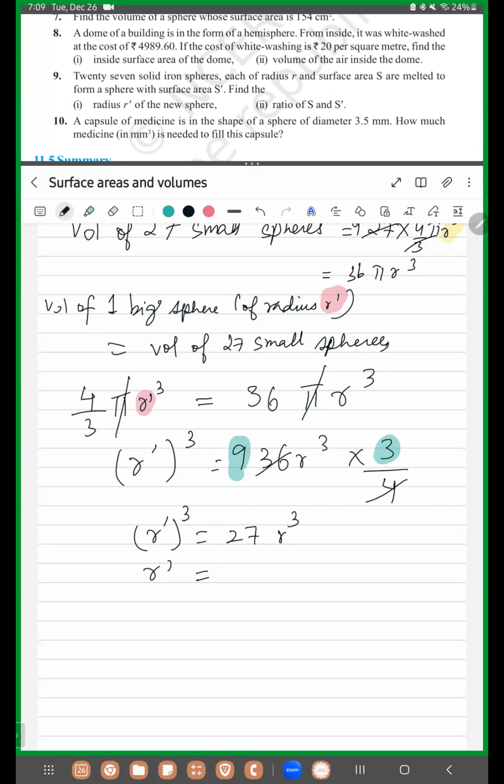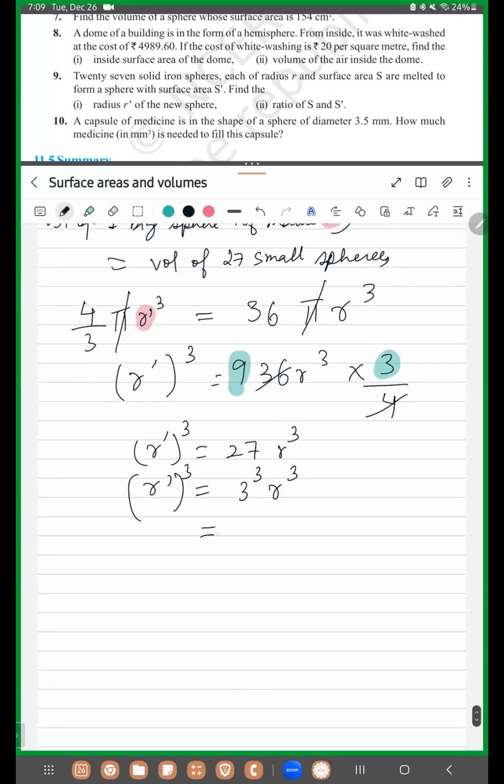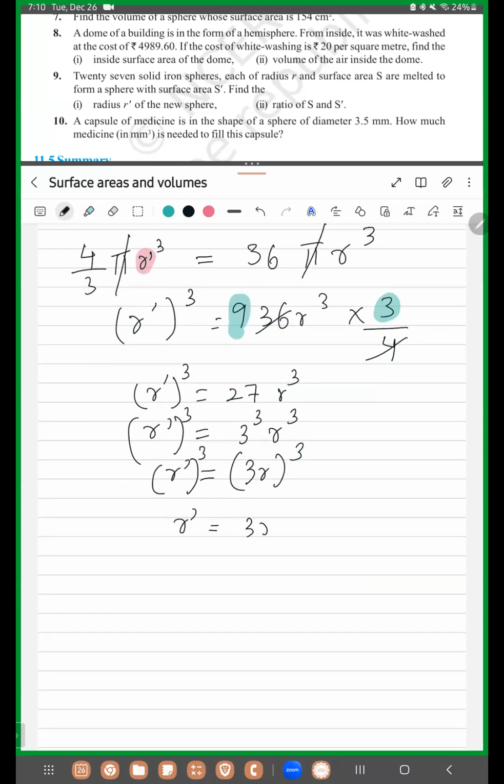r dash is the cube root of this entire thing, or we can say it like this. 27 can be written as 3 cube. This is r cube. So this is 3r whole cube. So your r dash cube is 3r whole cube. That means r dash is actually equal to 3r. We have found this. Now, that was the first part of the question.